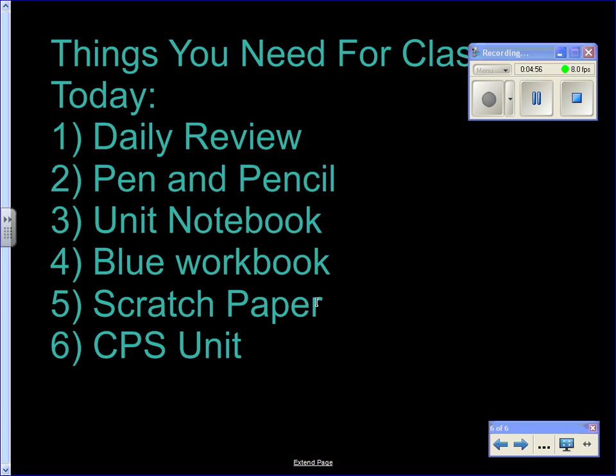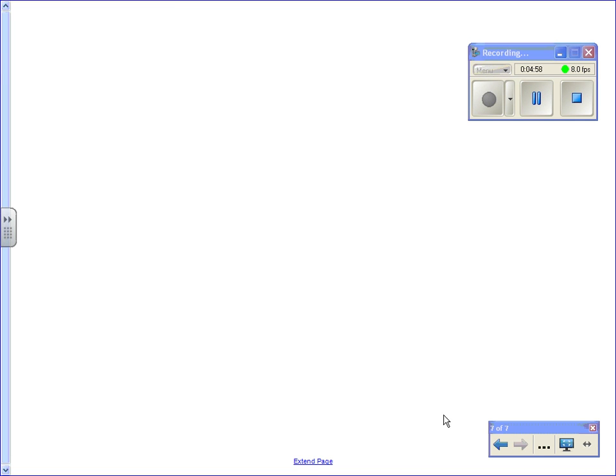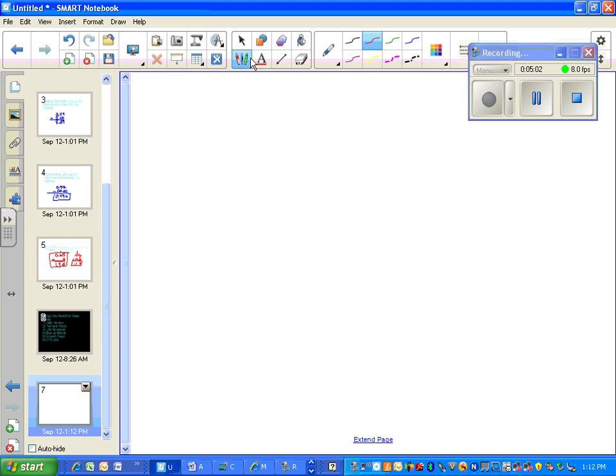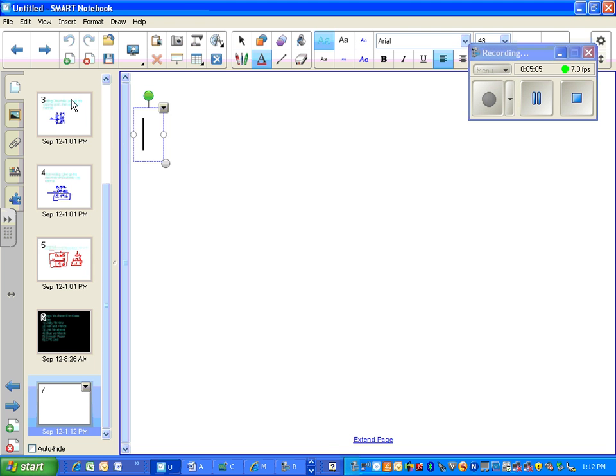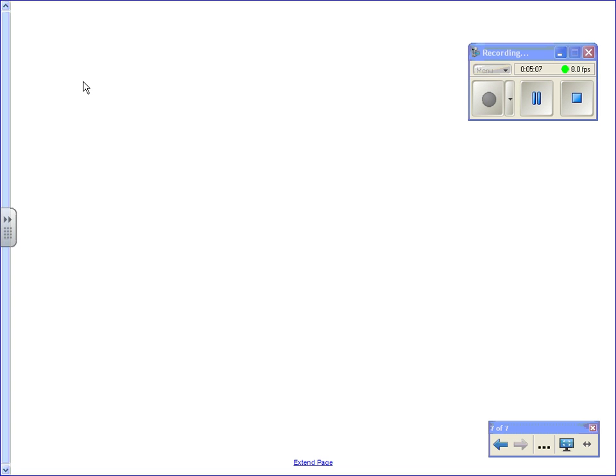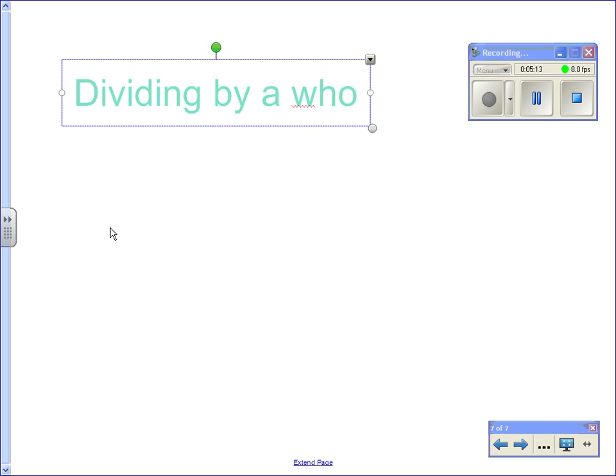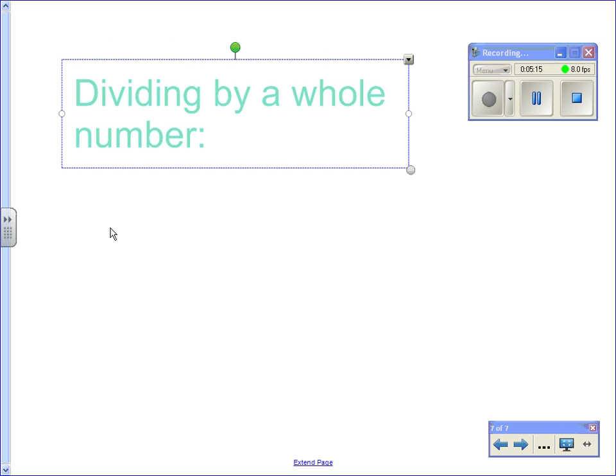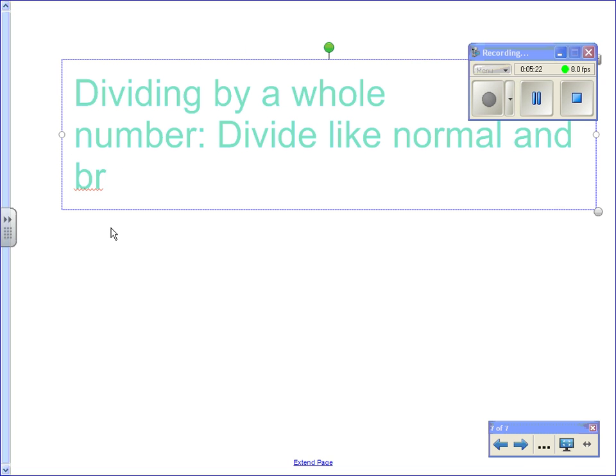Okay, last thing is division. Division is a lot more complicated, so I'm going to do it in two stages. The first stage is dividing when you have no decimal outside the house. Dividing by a whole number. You just divide like normal and bring up the decimal point.